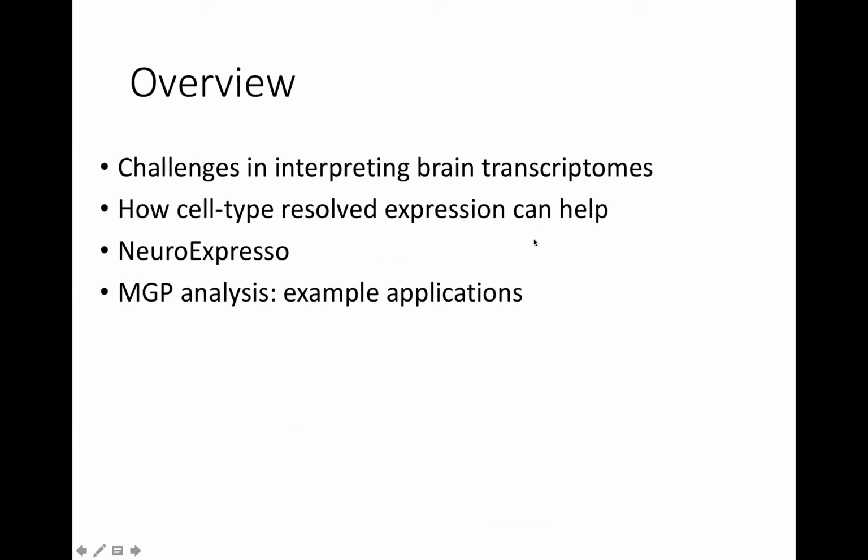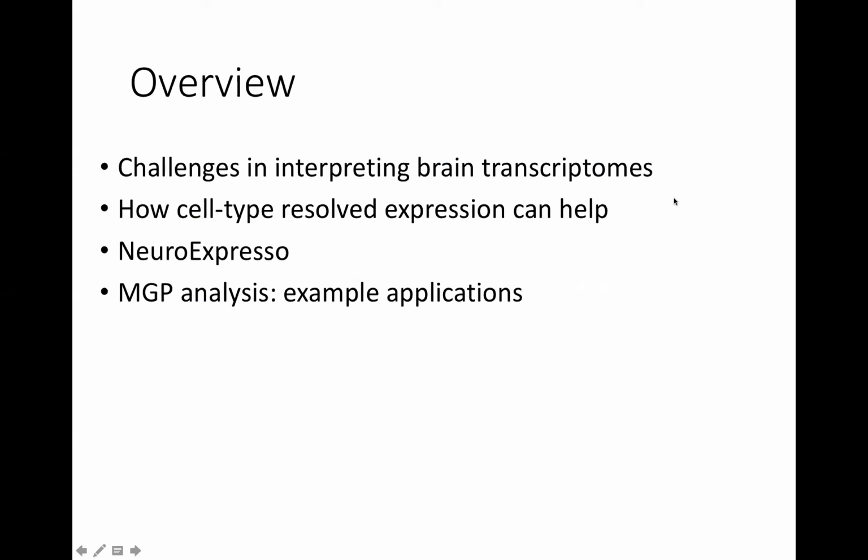Okay, so just now to get to the meat of it, this is an overview of what I'll be talking about. What our motivation is here: challenges in interpreting brain transcriptomes, and how cell type resolved expression can help. Then I'll talk about NeuroExpresso and how we built it, and then I'll describe what we call marker gene profile analysis, or MGP, with some examples. And I'm going to start fairly slowly. I'm not going to assume a lot of background. I will probably speed up a little bit.